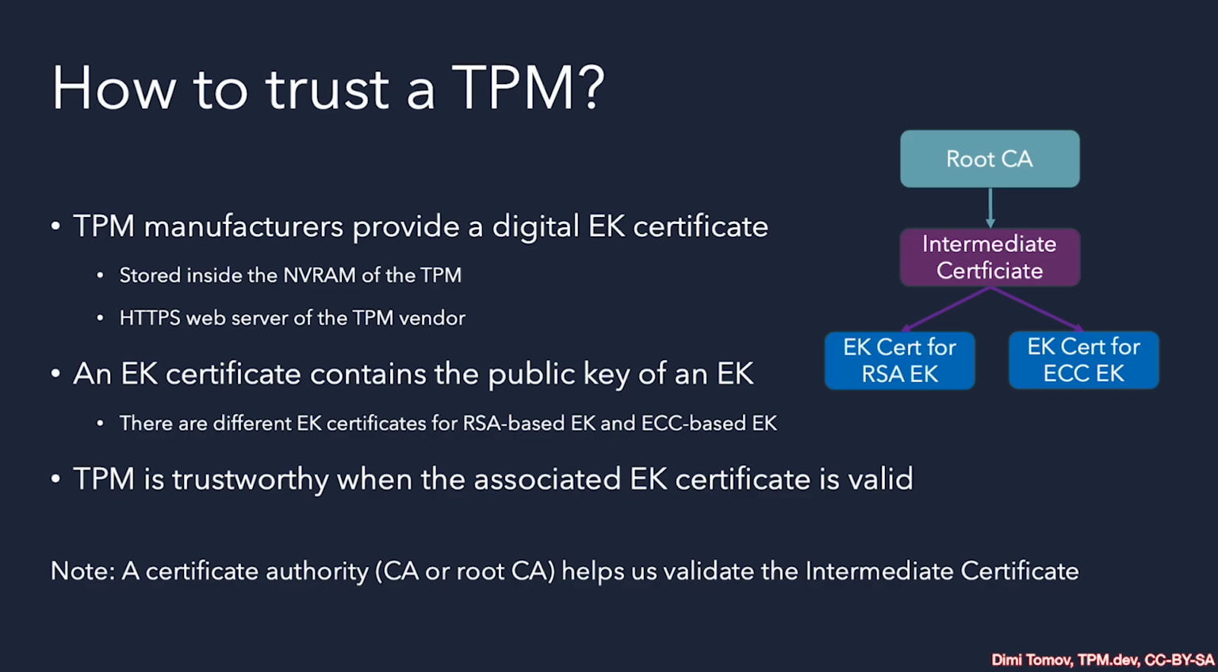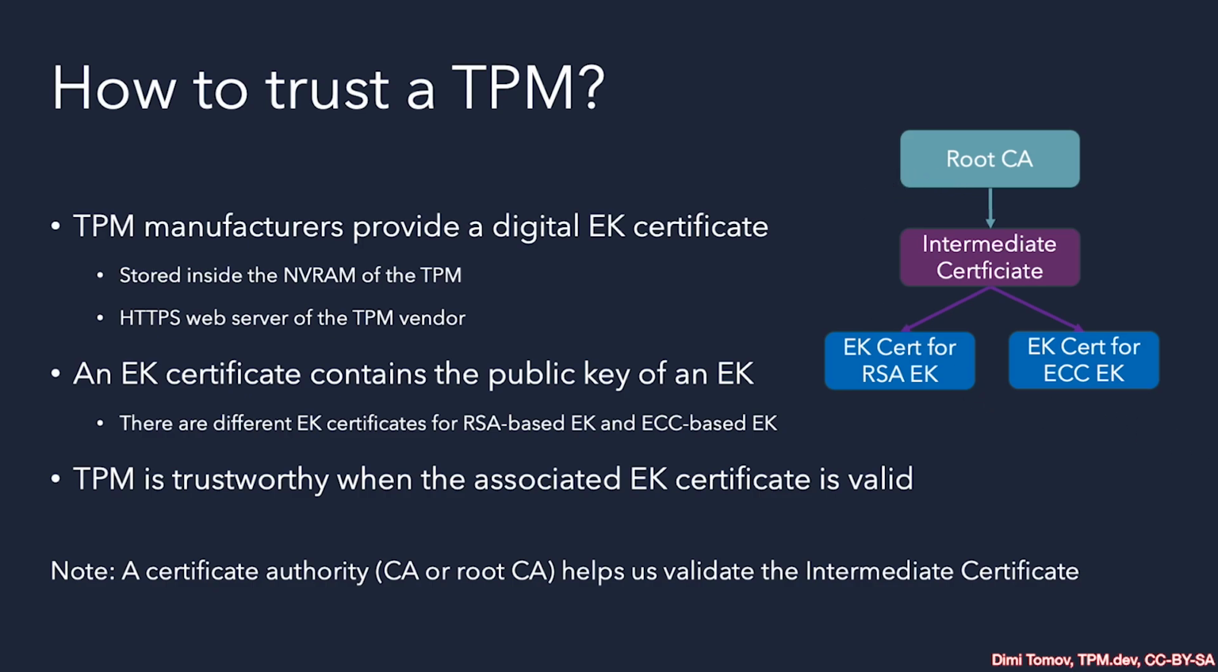We can establish a TPM is genuine when we verify the certificate chain of trust. Usually we have at least one EK template for RSA and one EK template for ECC, as we learned in the last lecture. And each EK variant has its own EK certificate. These certificates can be verified using the intermediate certificate of the TPM vendor. And that TPM vendor certificate is then validated using a root CA or a well-established certificate authority.